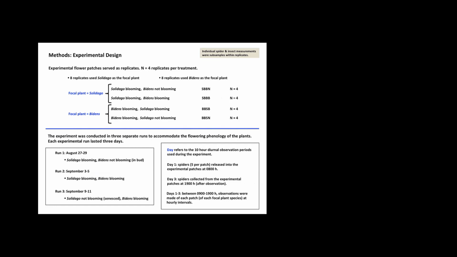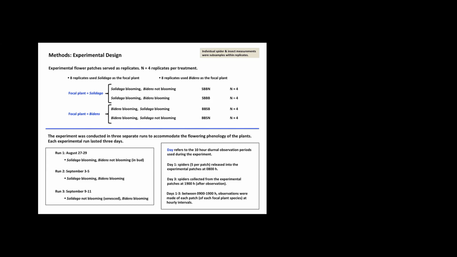So in the first run, Solidago is in bloom, Bidens is present, but not in bloom. The plants are still just in bud. During the second run, both plant species are flowering, and in the third, Bidens is in bloom, but the Solidago flower heads have senesced at this point, so they are effectively no longer blooming.